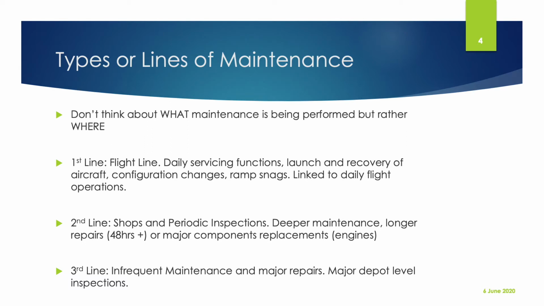Second line maintenance is now a little bit deeper into the overarching maintenance program. It's supported by shops, and now we're talking about some of the periodic maintenance functions that are carried out on that aircraft. There are longer repairs and major component replacements such as engine replacements. So in this regard, this line of maintenance is being conducted inside of a hangar, potentially with supporting shops in the background. The third line of maintenance is infrequently done, and it's the major repairs. Commonly think of this as major depot level inspections.